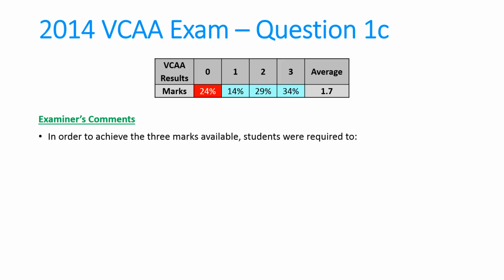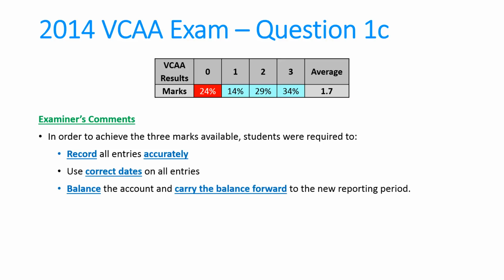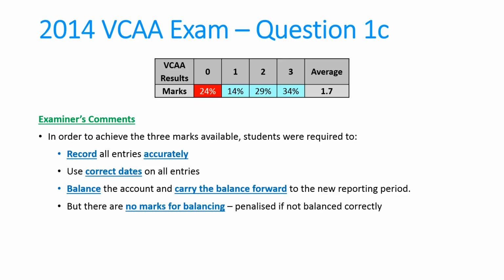What's interesting to note is that you had to get the 3 marks by recording all entries accurately, so dates and also the references. Making sure you balance the account and carrying it forward. However, there were no marks for balancing. Where you lost a mark was if you didn't balance correctly. So make sure that even if there are no marks for something, you're not going to know that while you're doing the paper. So if you just balance it every time, you're going to be fine.